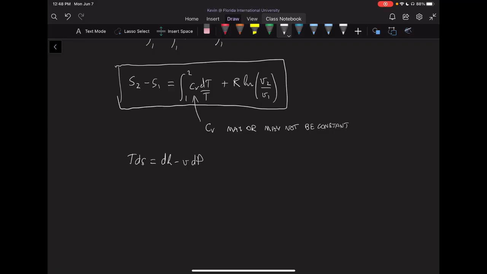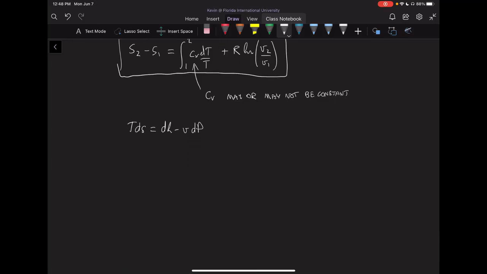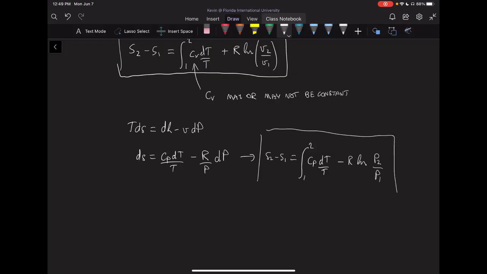And we can do the same type of process here where we convert volume into a pressure term, and we're left with ds equal to Cp dT over T minus R dP over P. If we integrate both sides, we get that S2 minus S1 is equal to the integral from 1 to 2 of Cp dT over T minus R ln of P2 over P1. Okay, so this is our second relation for ideal gases.